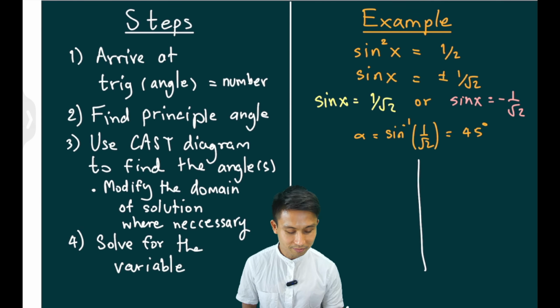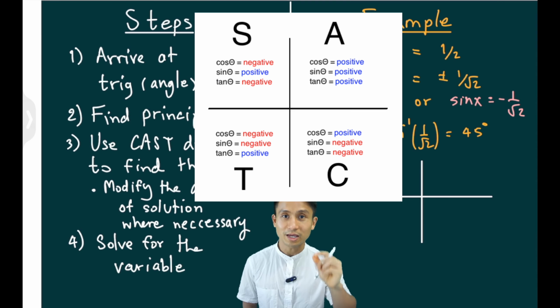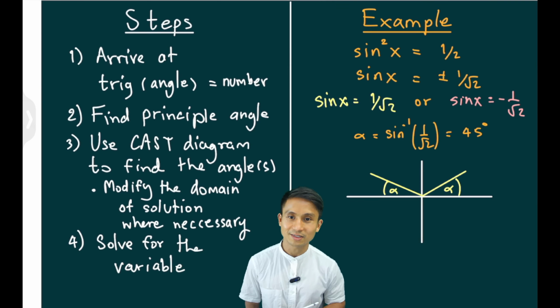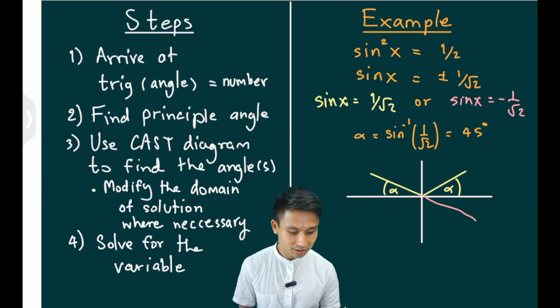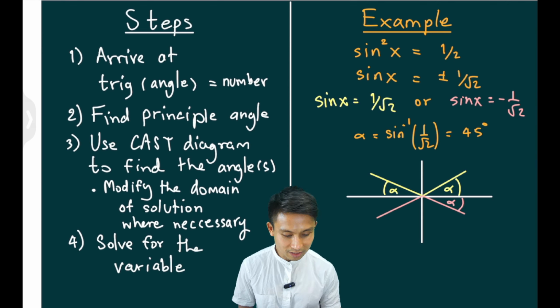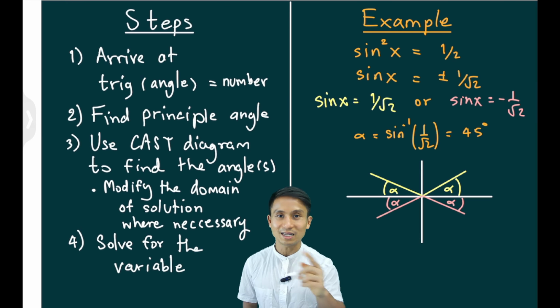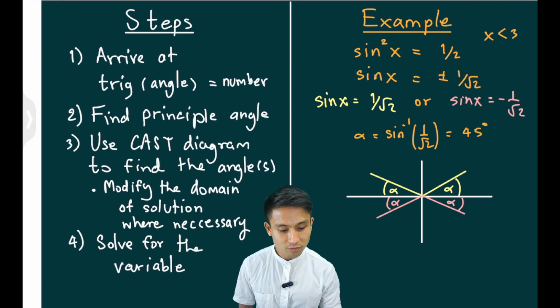Let's draw the CAST diagram. I'm going to do it like that. Sine of some angle giving a positive value would be the top two quadrants. So we have this one and this one. Again, the physical size of the angles here and here are the same as the principal angle, 45 degrees. What about the pink case? It's the same concept, but sine of some angle giving a negative value. The bottom two quadrants, where again the physical size of these will be alpha and alpha. So we are taking all the angles represented by these four lines. And again, let's keep it simple. Let's say x is from 0 to 360 again.